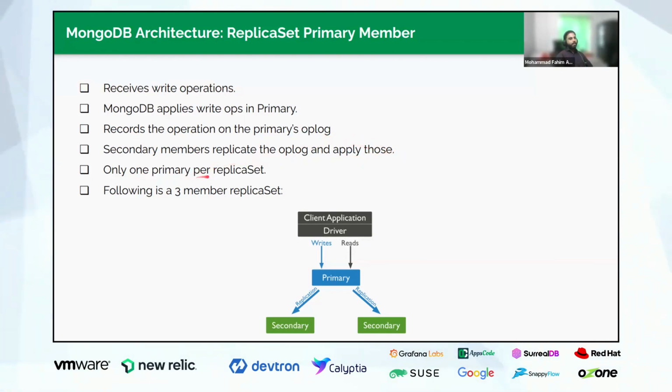So there is only one primary per replica set. You cannot have multiple primaries. Then you will have a split brain situation if you have multiple primaries.